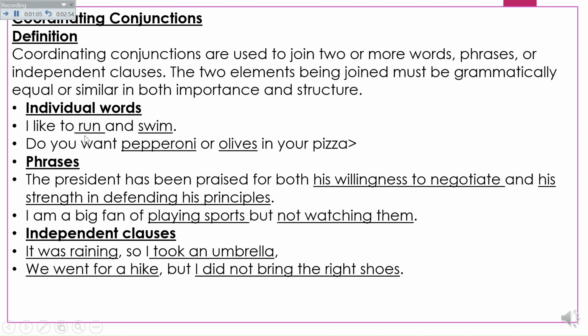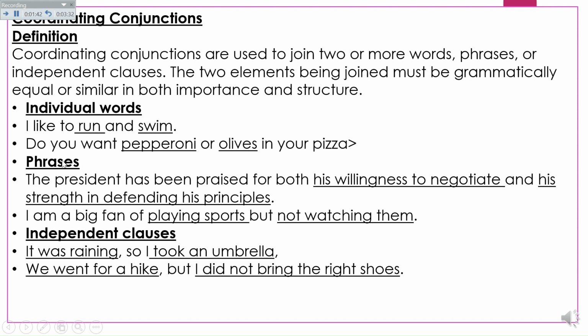Let's see how they join individual words. I like to run and swim. So run and swim are two words and "and" is acting as a coordinator. Since there are two words, we will not use the comma here, right? So next, take another example. Do you want pepperoni or olives on your pizza? It should be the question mark here, guys. So pepperoni or olives are two words, right? And "or" is acting as a coordinator. So that's how these coordinators join individual words.